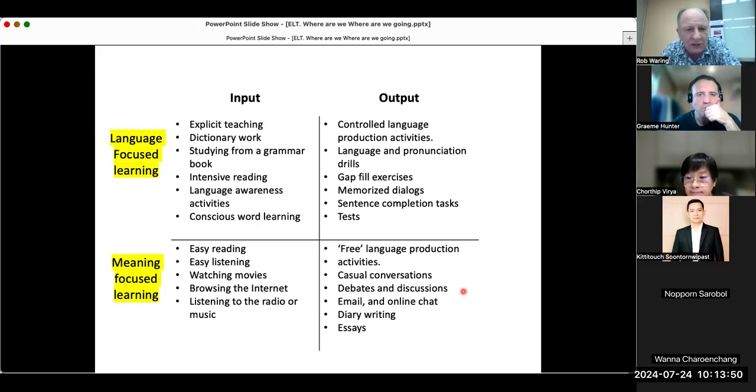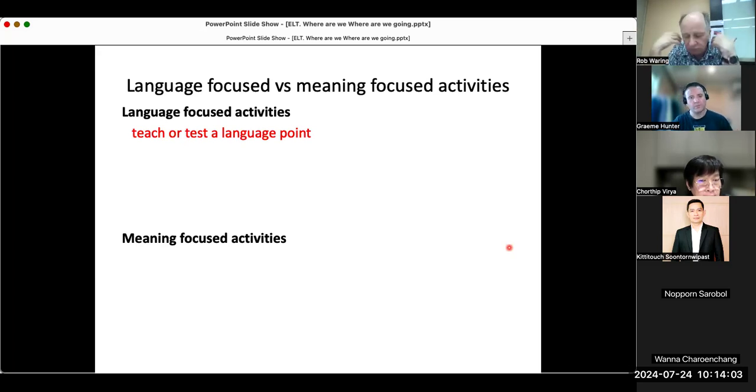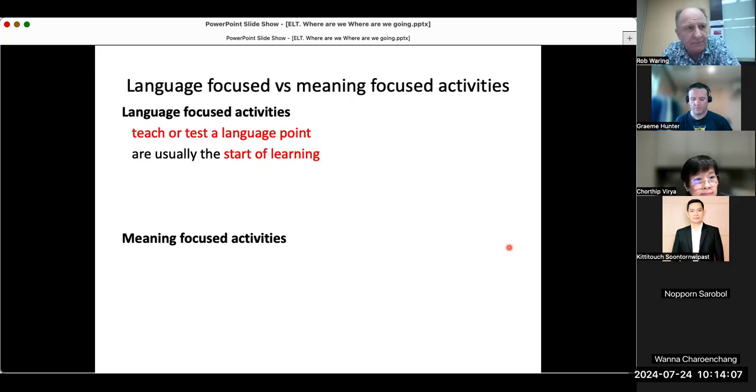So the top part, we could largely talk about language-focused learning versus meaning-focused learning. And so the top part, the language-focused activities, would either teach or test a language point. Here's a new piece of language, let's have a test about it. And usually they're the start of learning. We all know that just because we teach something doesn't mean it's going to stay in their head forever.